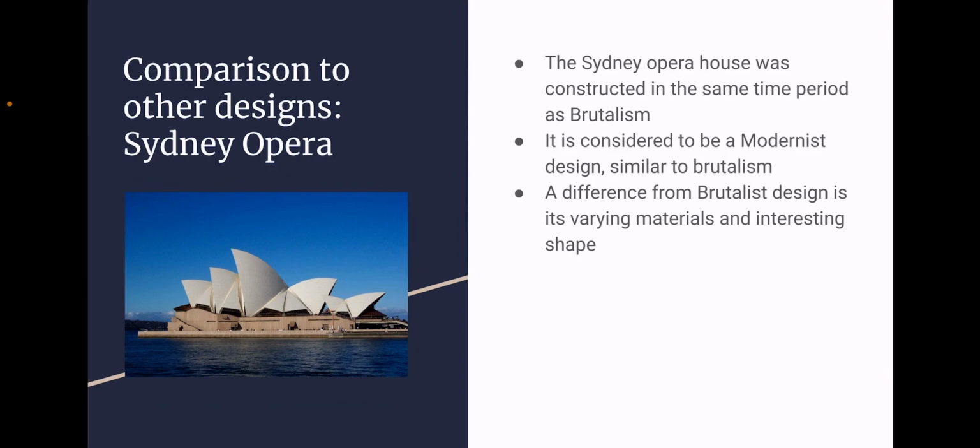Some comparisons to other designs built during the same time period as Brutalism was the Sydney Opera. It is considered to be modernist, and that's the way that it is similar to Brutalism. A difference from Brutalist design is its varying materials and interesting design shape.